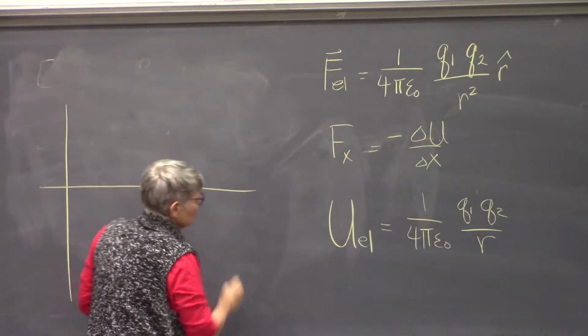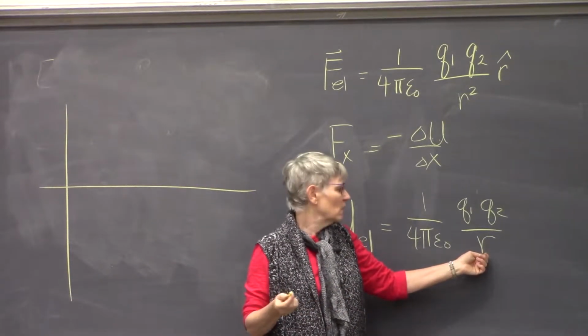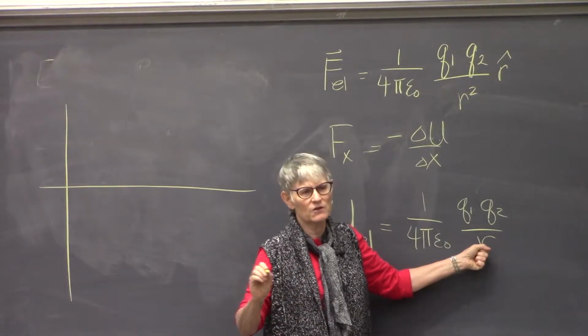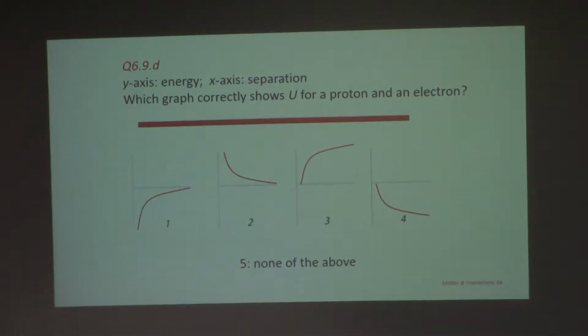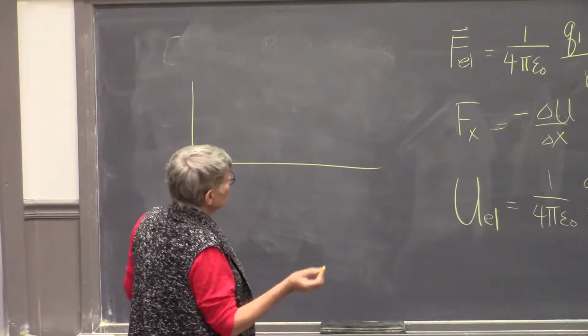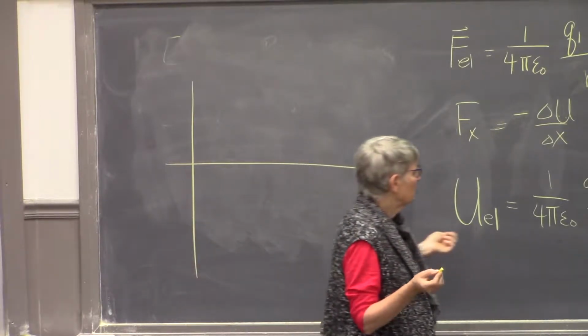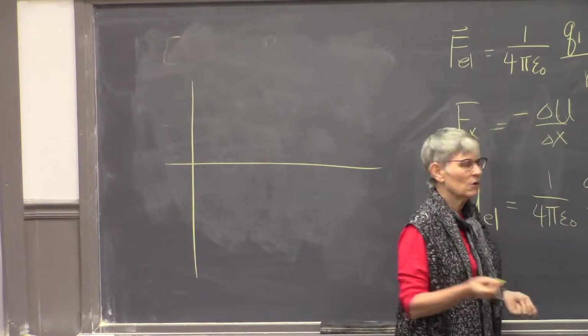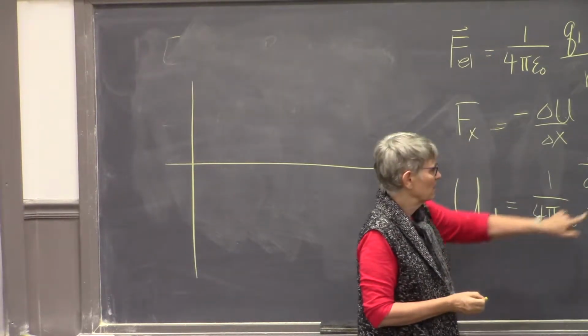Just like the gravitational potential energy, we know that when r gets really, really big, the potential energy has to approach 0. So we can definitely rule out 3 because the potential energy doesn't go to 0 as the particles get farther apart. It gets bigger, not smaller. We can rule out 4 for the same reason. So 3 and 4 are not options, right? Now, it's a 1 over r curve then, and the question is, what's the sign? Well, if we have a proton and an electron, this product is negative.